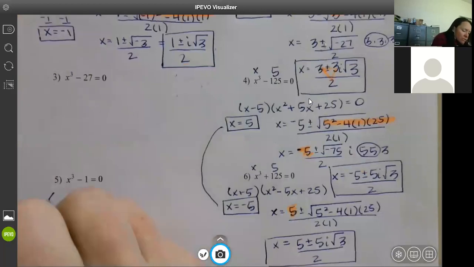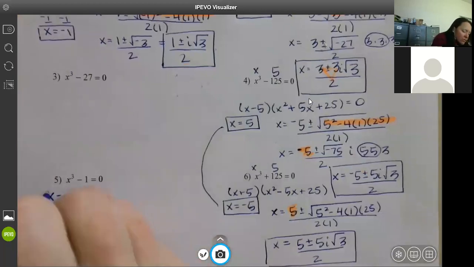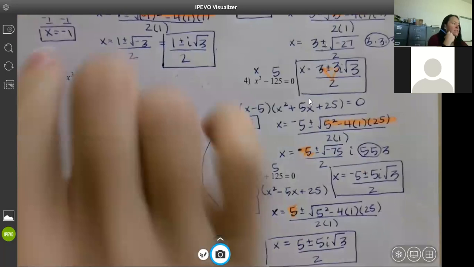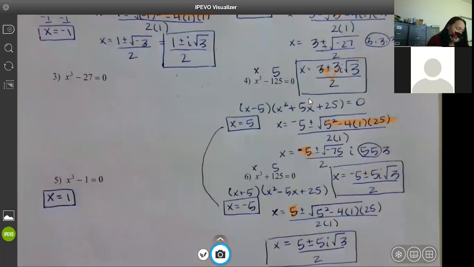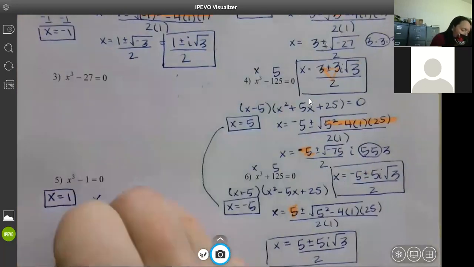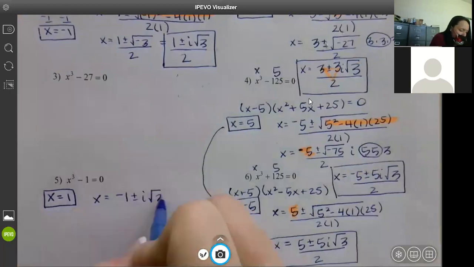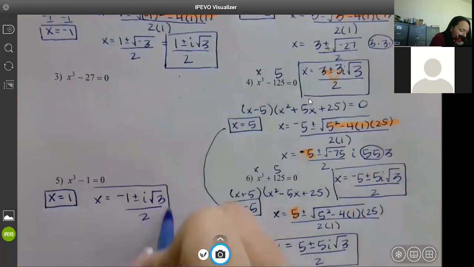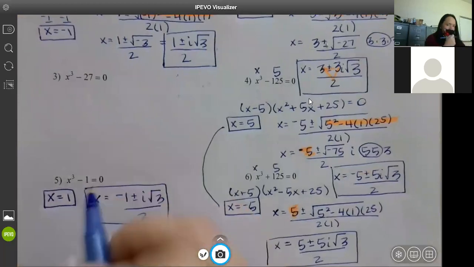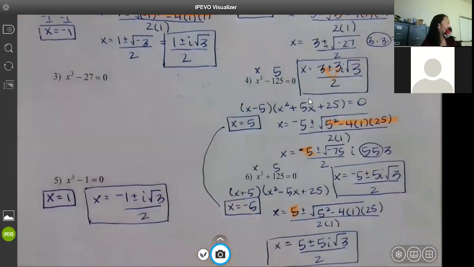What I told you was that your signs will change. So the first one will be x equals 1. And the second one will be negative 1 plus or minus i square root of 3 over 2. That is the only thing that will change. That's it.